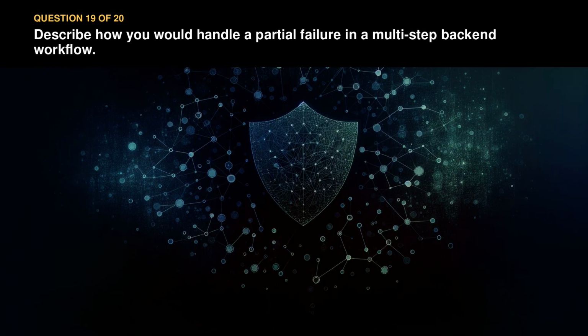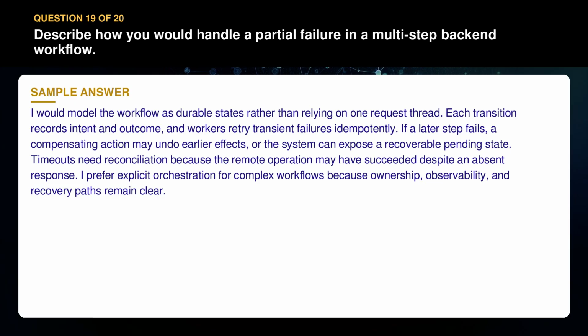Question 19. Describe how you would handle a partial failure in a multi-step backend workflow. I would model the workflow as durable states rather than relying on one request thread. Each transition records intent and outcome, and workers retry transient failures idempotently. If a later step fails, a compensating action may undo earlier effects, or the system can expose a recoverable pending state. Timeouts need reconciliation because the remote operation may have succeeded despite an absent response.